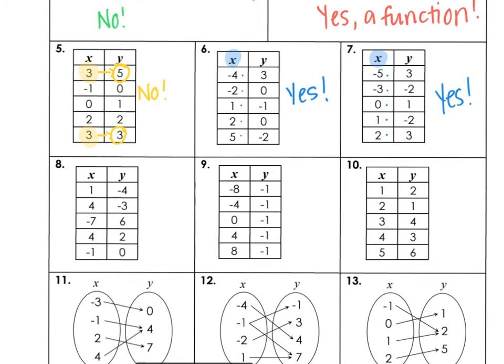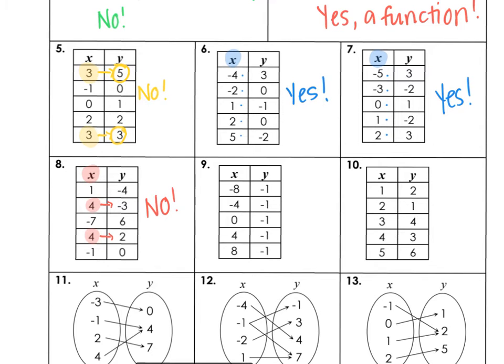Let's look at number 8. 1, 4, -7, 4, and -1. We see 4 twice. And looking, positive 4 goes with -3, and positive 4 goes with 2. So because there are 2 different outputs, this is not a function.